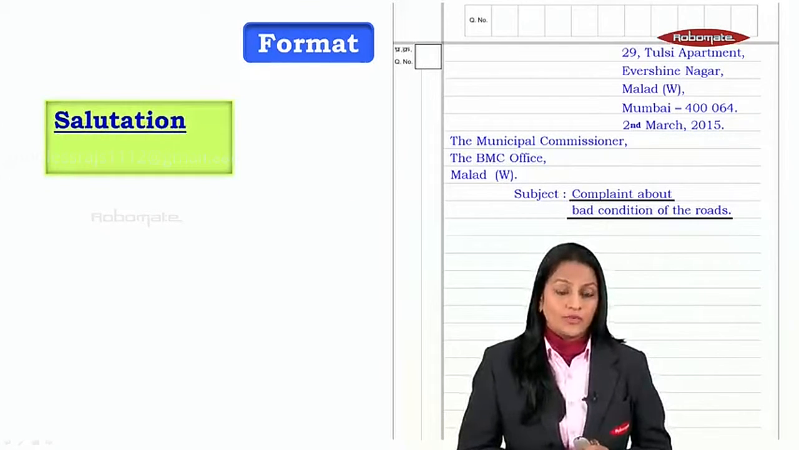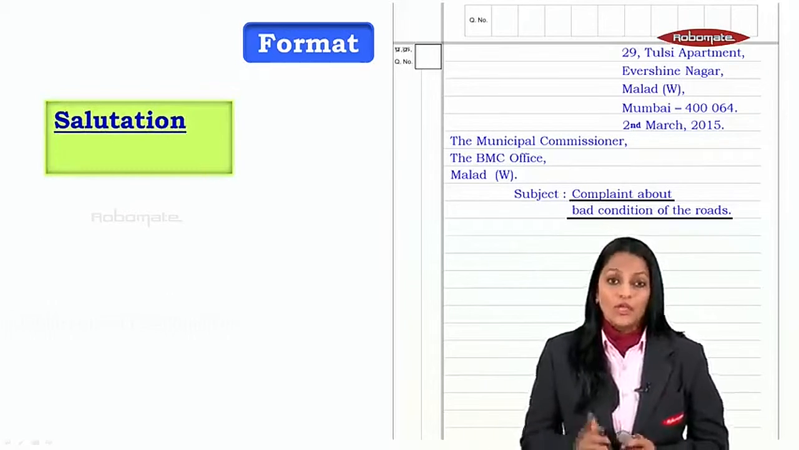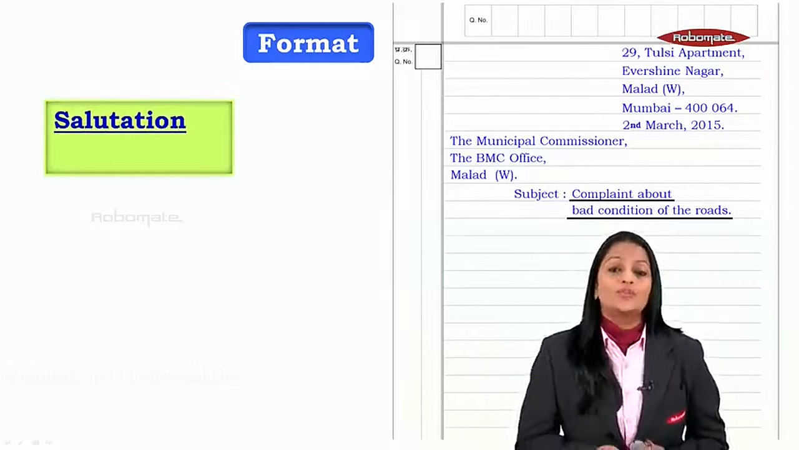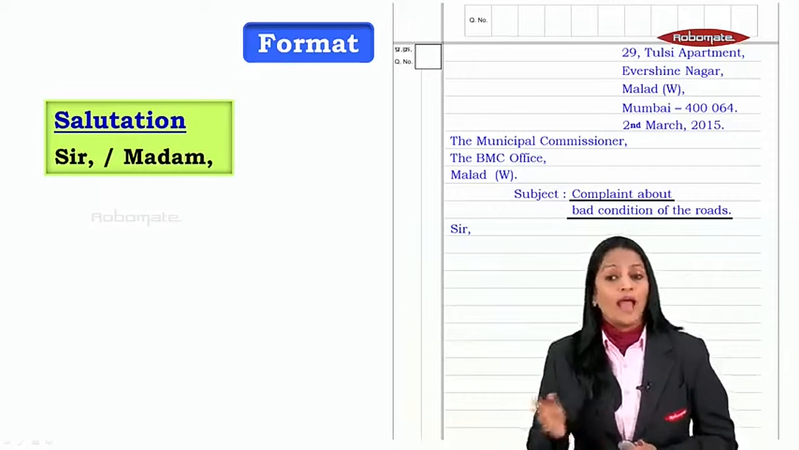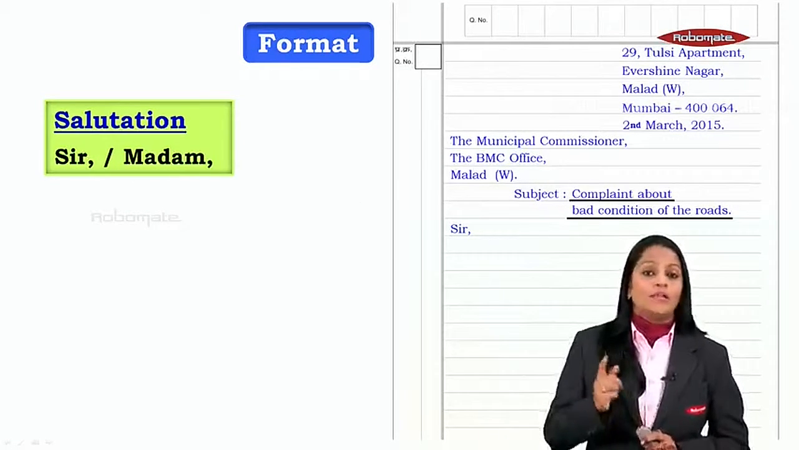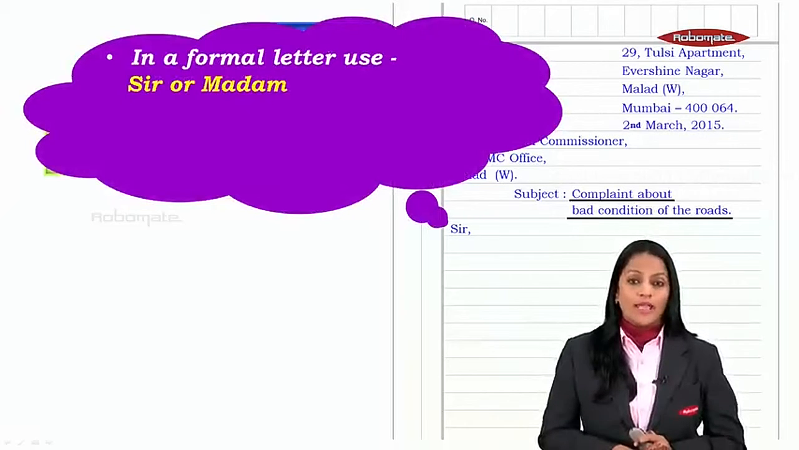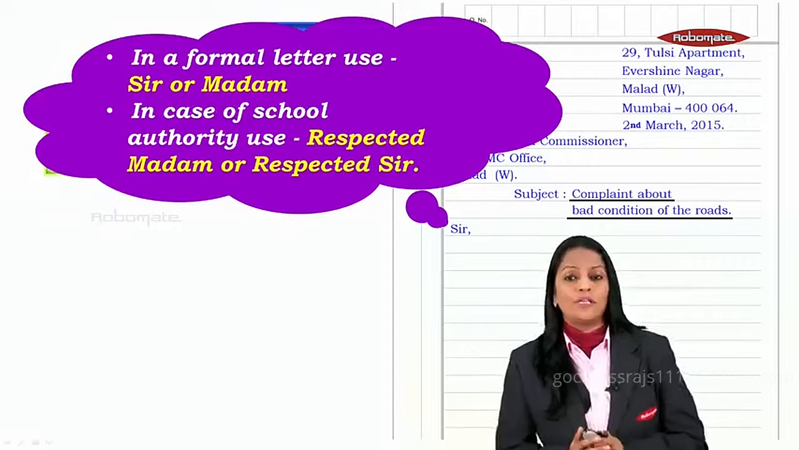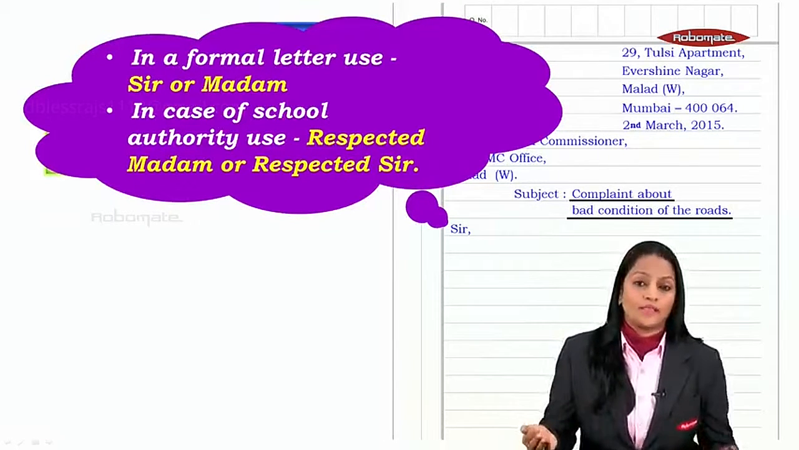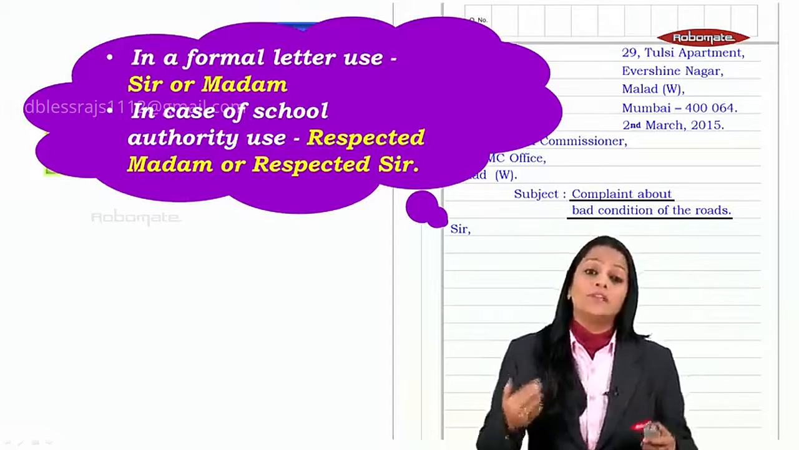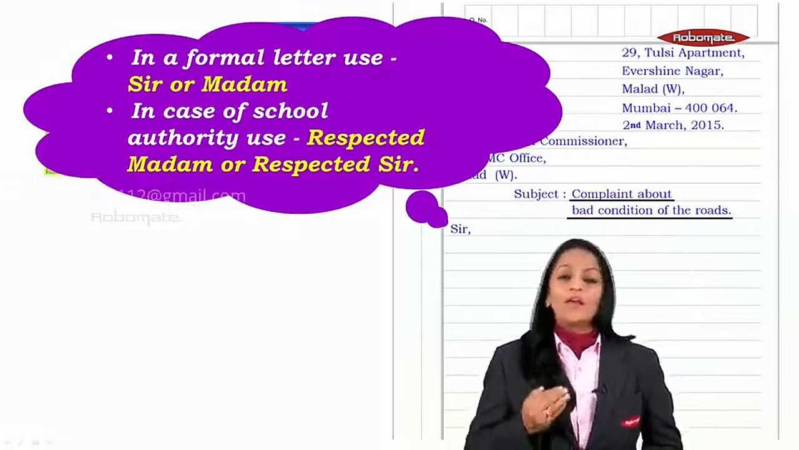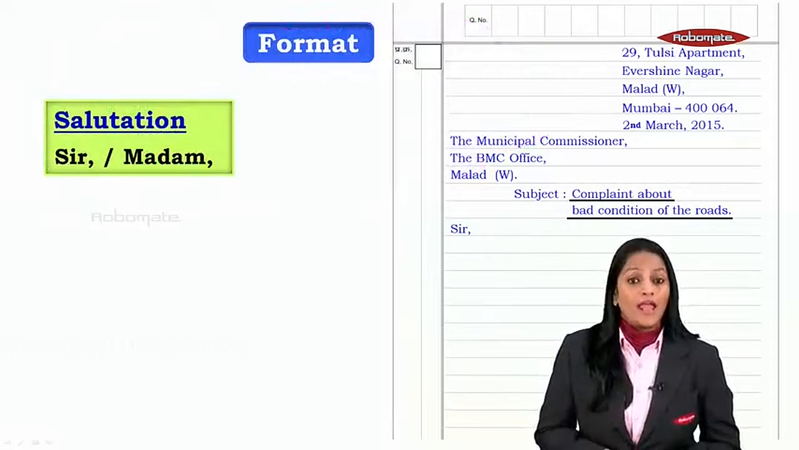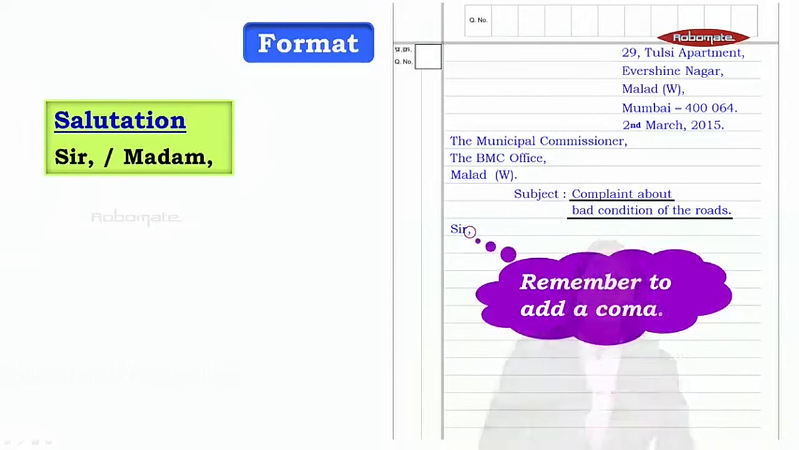Next, students, we come to the salutation. You have to address the person to whom you are writing the letter. So it could be either sir or madam. Remember, you have to put the comma there. So in a formal letter, use sir or madam. In case of a school authority, you could use respected madam or respected sir. Students, nowadays, even dear sir or dear madam is fine. You can write that. And remember that you must put the comma there. You have to add the comma after the salutation.